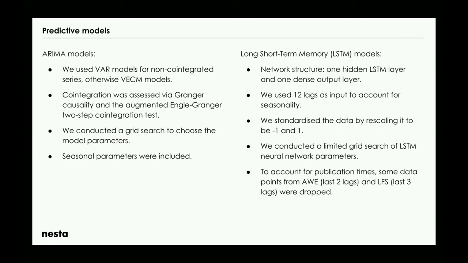Again, we wanted to include seasonality, so we used 12 lags. We have 1 hidden LSTM layer and 1 dense output layer. Data standardized between -1 and 1. Again, we explored network parameters via a grid search technique.